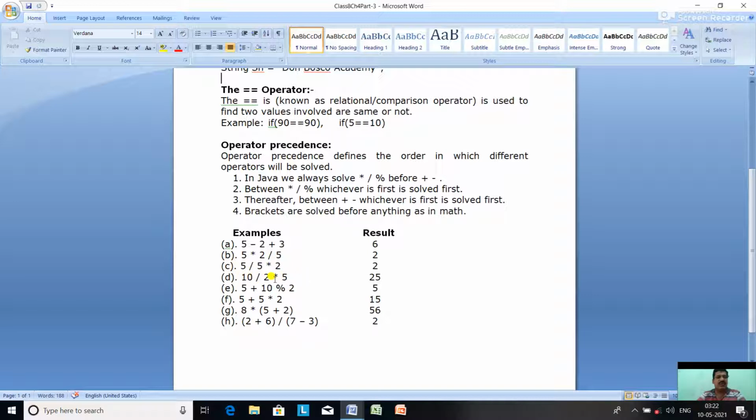The next one, 10 divided by 2 asterisk 5. Which is coming first? Both have the same priority. So which is coming first? Division. 10 divided by 2 comes 5. Then 5 into 5, 25.